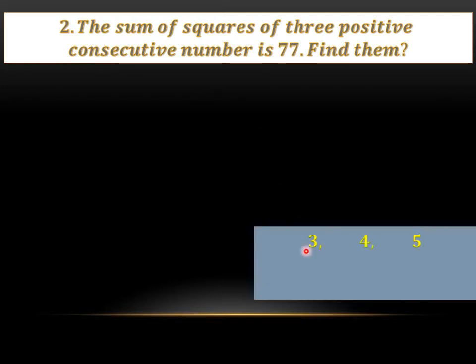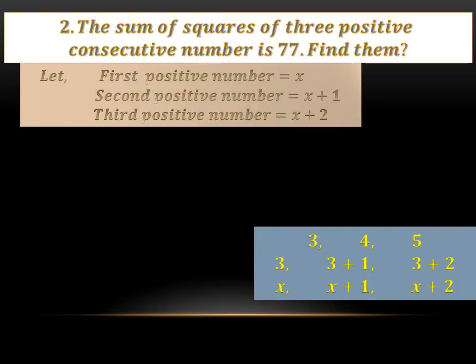now we will suppose three numbers, 3, 4 and 5. The first number 3 will remain the same. The second number will become 3 plus 1 and the third number will become 3 plus 2. If I say that the first number, which is 3, is x, the second number will become x plus 1 and the third number will become x plus 2. Same goes for considering the three positive consecutive numbers. First positive number will be x, second number will be x plus 1 and third positive number will be x plus 2.